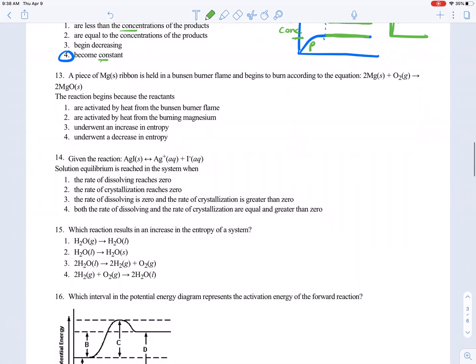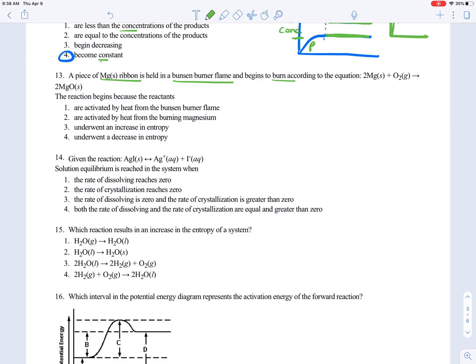A piece of magnesium ribbon is held in a Bunsen burner flame and begins to burn according to this equation. We did this in the lab where you lit the magnesium ribbon, it was bright white, and I told you not to. Oh, remember when we were together in lab? It was bright white, and I was like, don't stare at it, it's bright white. So all of you were like, we're going to stare at it.